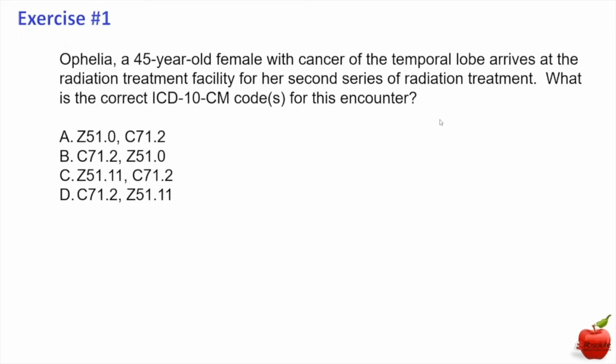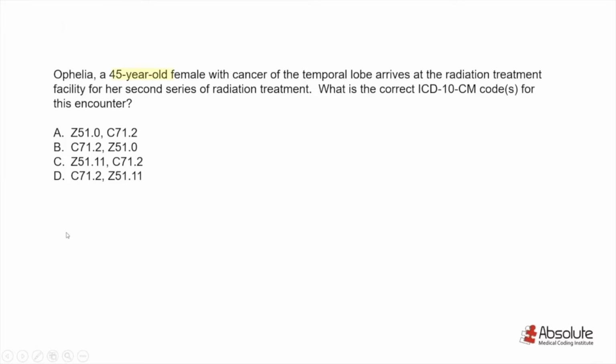Phenomenal job, coders. I see most of you have got it correct. And for the others, it is going to be a teachable moment. So the keywords: a 45-year-old female, the cancer of temporal lobe, arrives at the radiation treatment facility, and for what? The patient is here for the radiation treatment. So coders, I've got a question for you. Which guidelines did you apply or refer to here to get this answer? Place your answers in the chat.